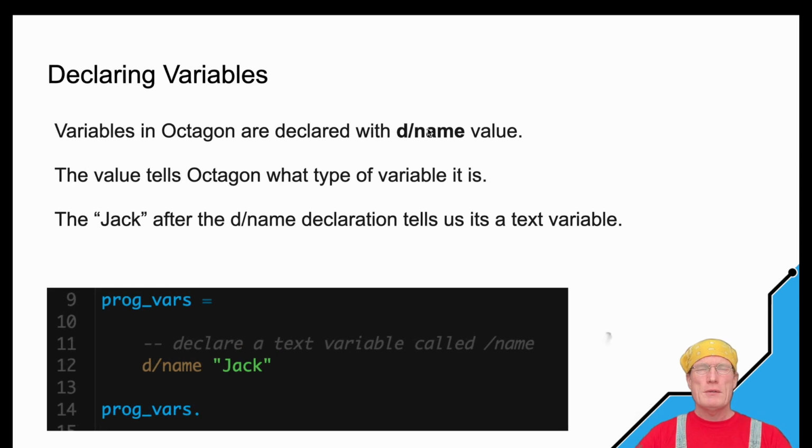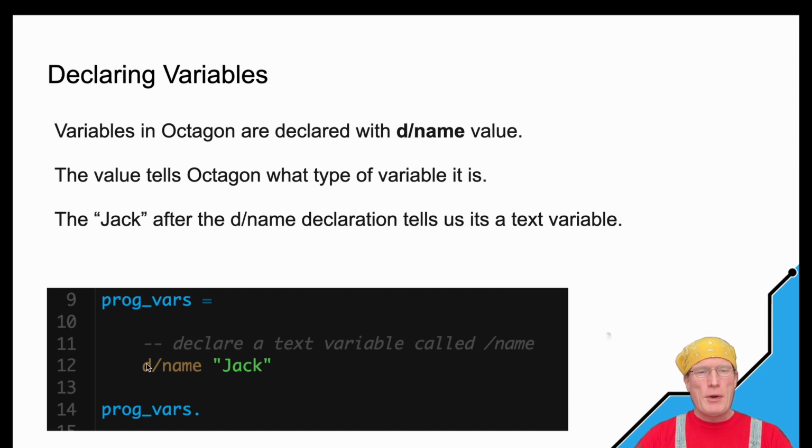Now, the first thing we need to look at with variables is how we declare them. When you're declaring a variable, all you're doing is telling Octagon about the variable that you want it to use. Variables in Octagon are declared by putting a D in front of the variable name. A normal variable has the name slash followed by a name. So when we want to declare a variable, you go D slash and then the name of the variable, followed by its value.